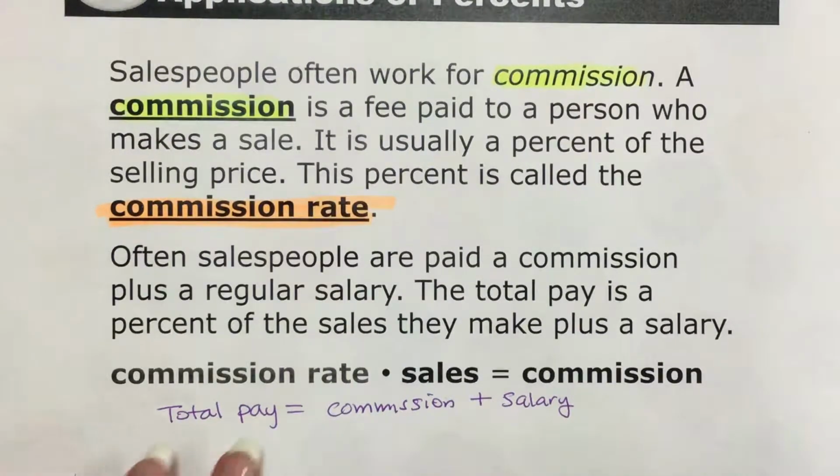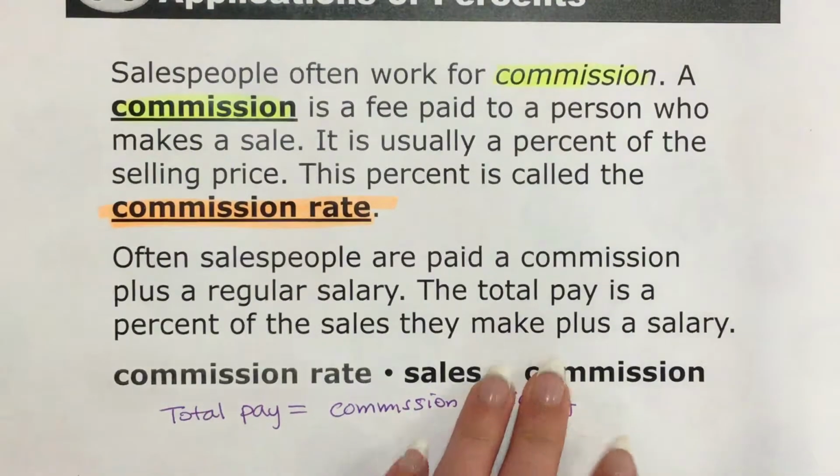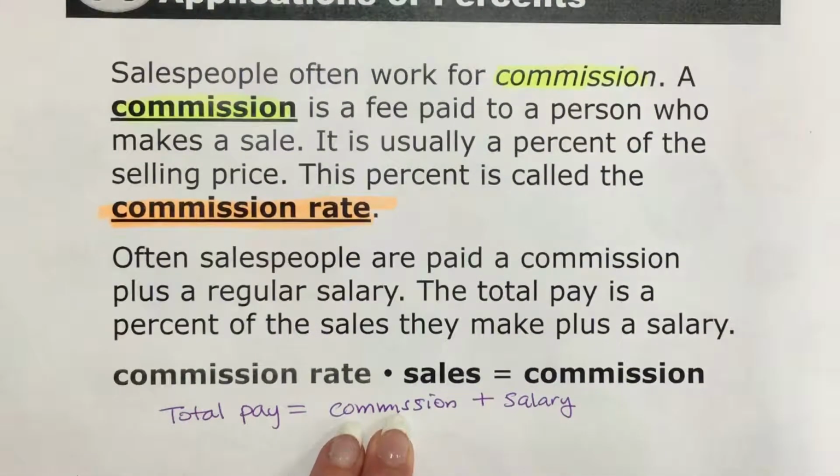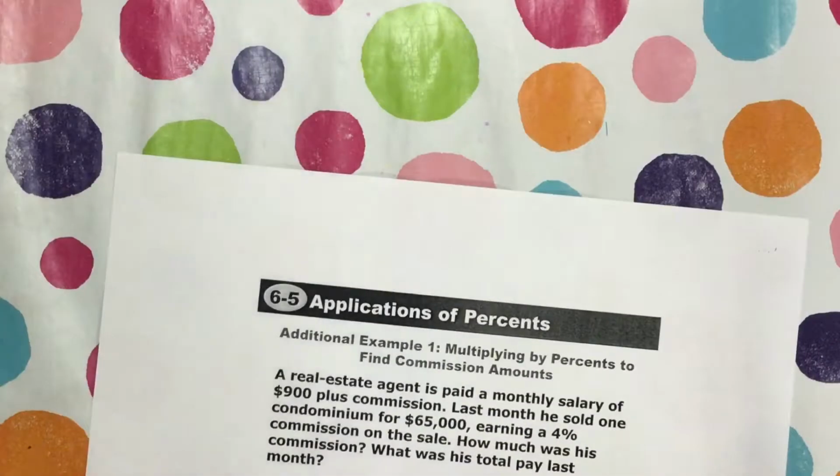But there are some jobs where their total pay is just straight commission. You don't get any salary. It's just if you sell stuff, you make money. If you don't sell anything, you don't make any money. So there are certain jobs like that. Okay, let's look at a couple of these examples and see how it works.